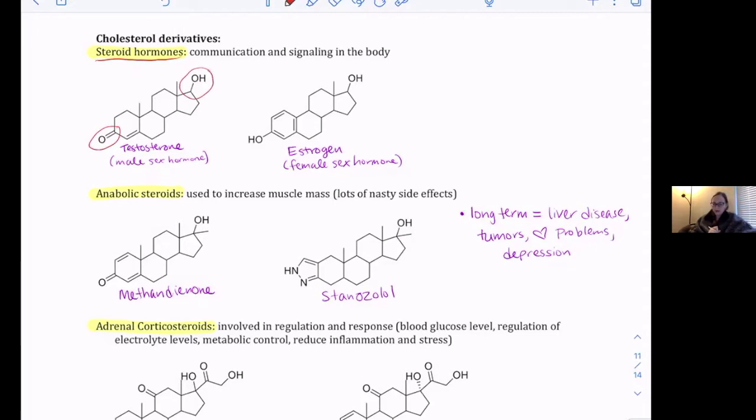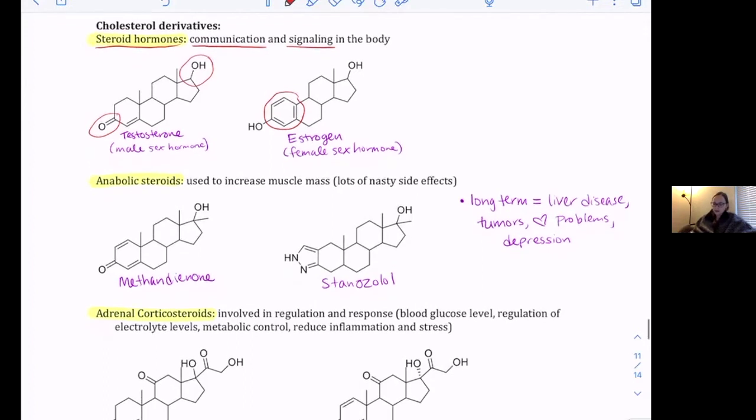And then if you change it not too much, you get rid of the methyl group that's there, so there's no methyl group here anymore, and replace it with this aromatic ring here, you get estrogen, which is the female sex hormone. So these are responsible for communication and signaling in our bodies. As we age and mature, our body produces more of these hormones, which signals to other parts of our body for other changes in our cells to occur.